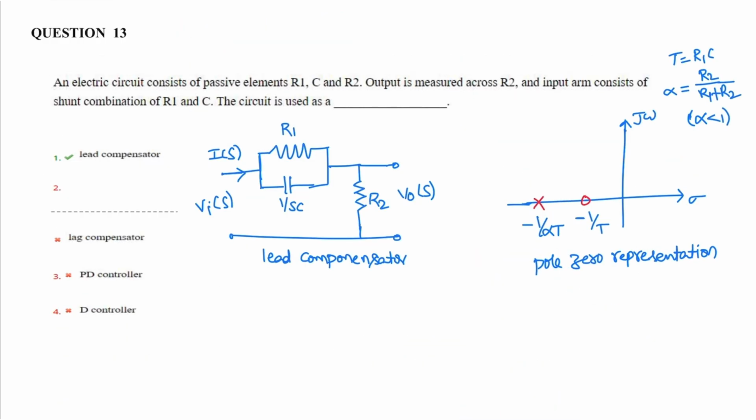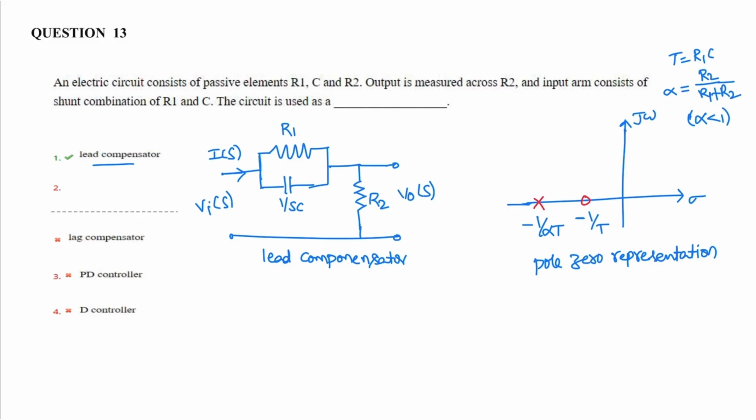A circuit consists of passive elements R1, C, and R2. Output is measured across R2, and the input arm consists of the series combination of R1 and R2. So what kind of circuit is it? It is a lead compensator. The given circuit as per the question is a lead compensator.